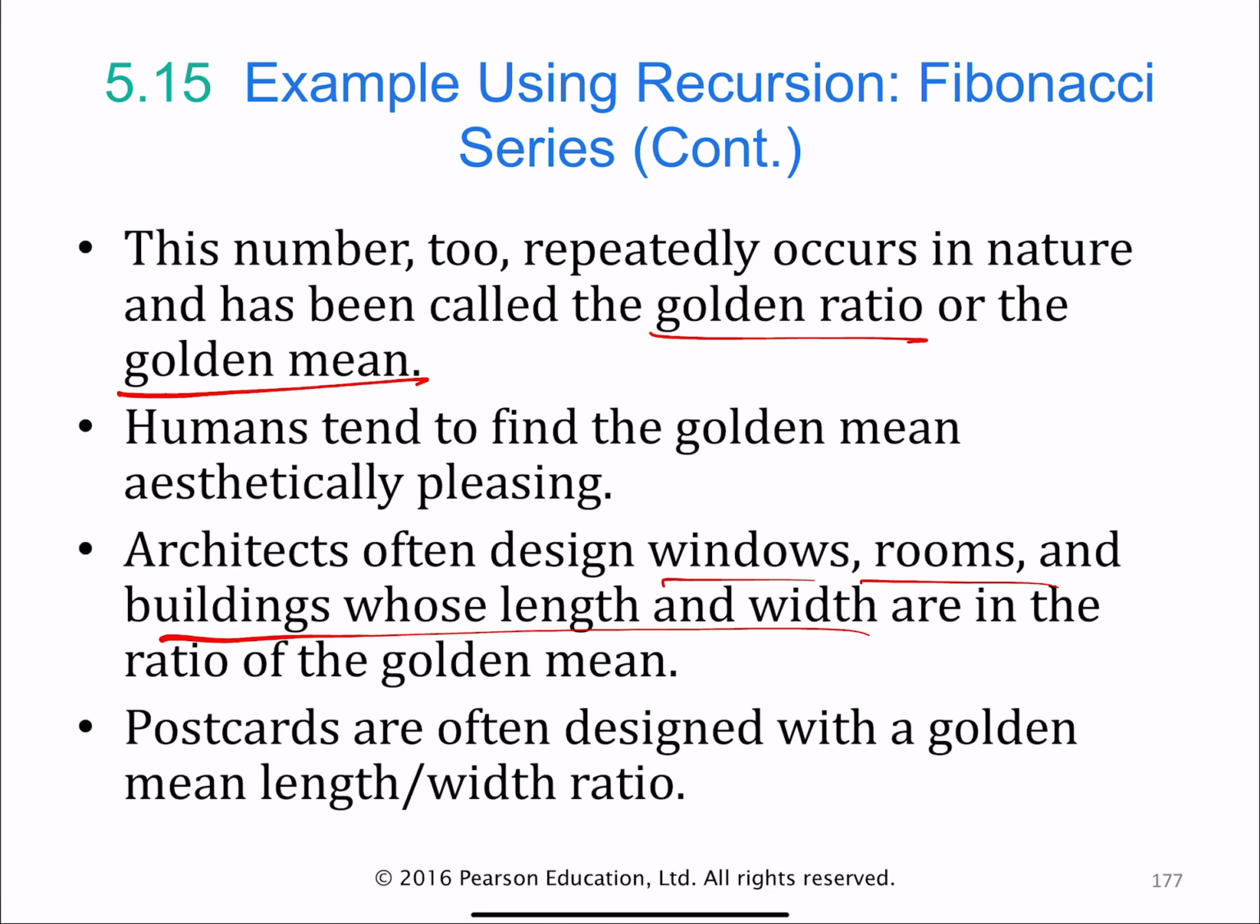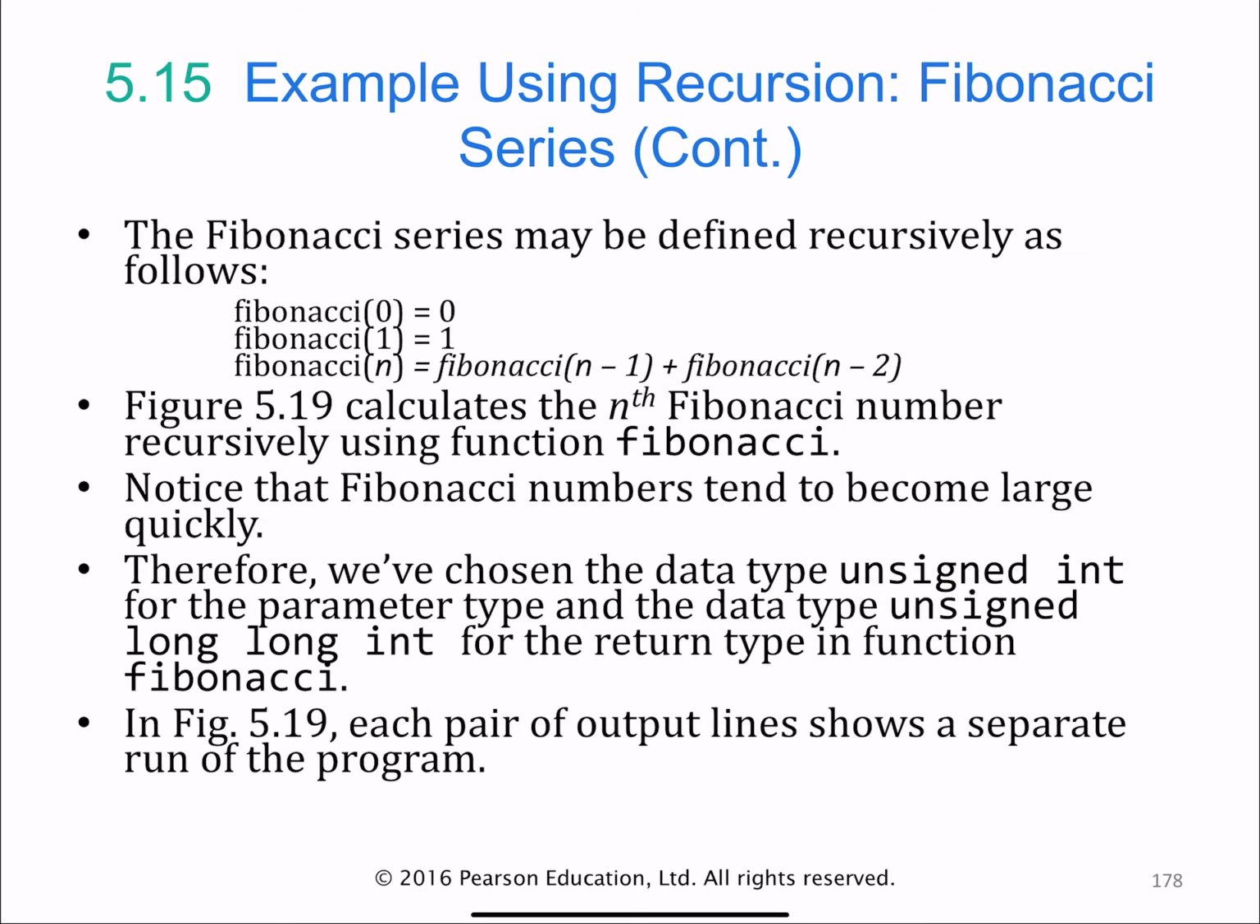Another example given over here is postcards. The height and width ratio of postcards also happens to be around the golden mean, 1.618. So that's just something on the side to know about the sequence.